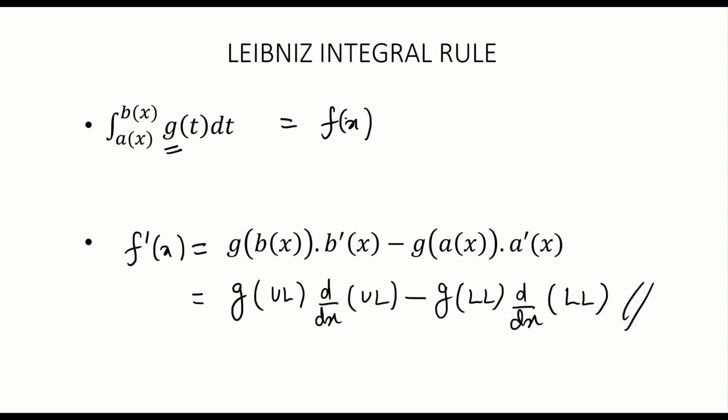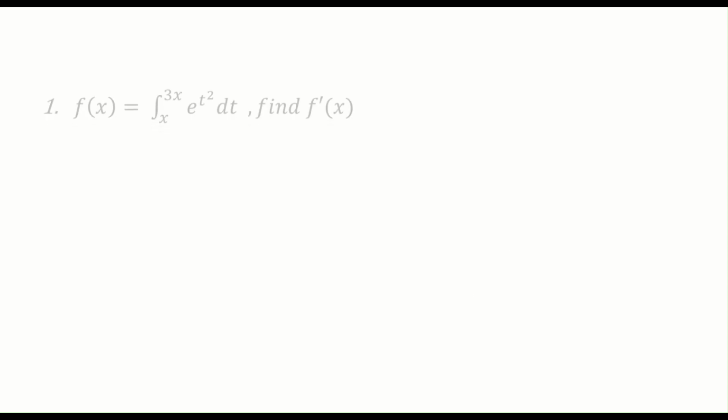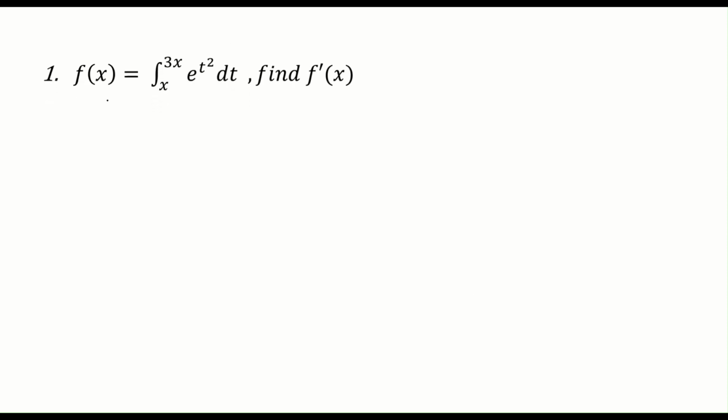Now let's try to understand the formula and theorem using a couple of examples. First example, we have a function f(x) which is expressed in terms of an integral, and we need to find out the derivative of this function. As you can see, we cannot really evaluate the integral as such. E raised to the power t square dt is something that we cannot evaluate using our standard techniques. But the good thing is we don't really have to evaluate the integral.